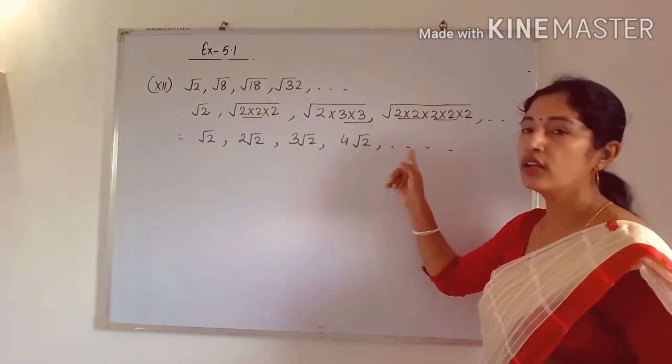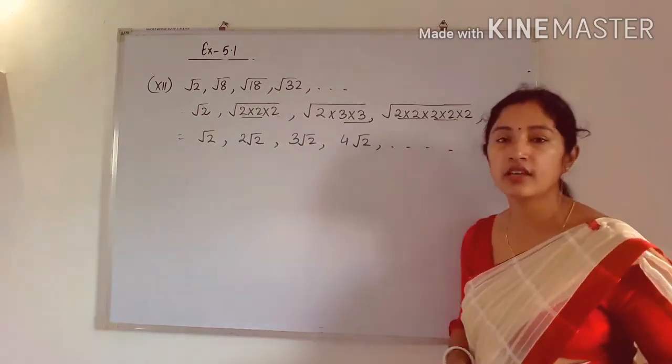Then we can find the next 3 terms. Next will be 5 root 2. Then next will be 6 root 2. Then next will be 7 root 2.